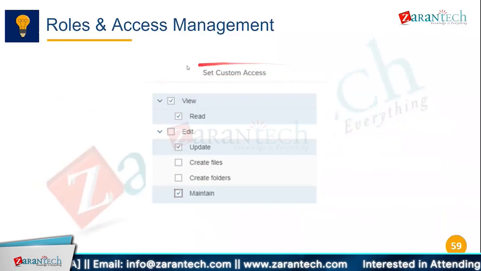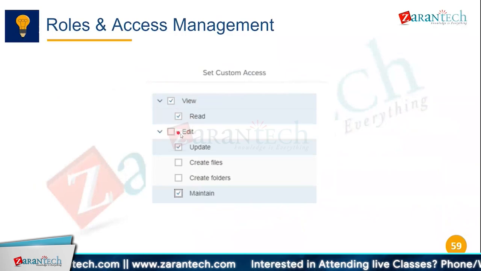For a folder, these are the options that are available. You can select view. View means read access. Then there is edit, which is a master category. Under that you have update, create files, create folders, maintain. View will have only read access. If you give this to the person, he will not be able to create anything like model creation, story creation or folder creation. However, if you give edit, he will be able to do all the options. Maintain is in case you want to rename the folder.